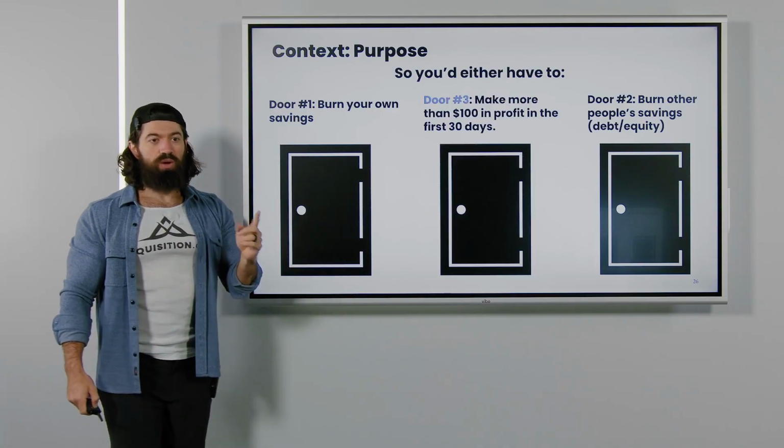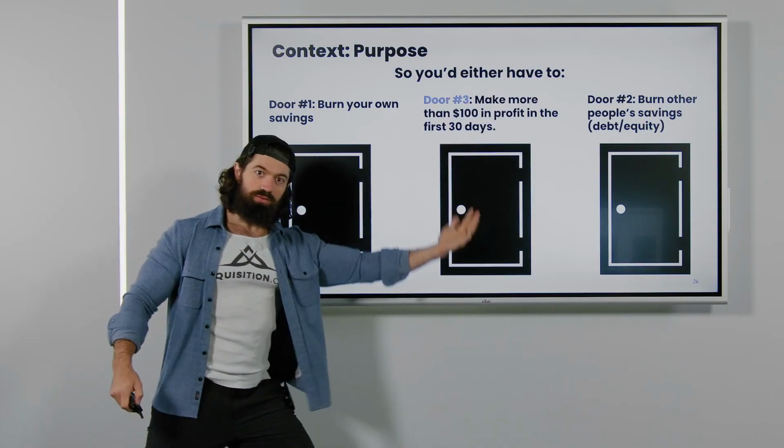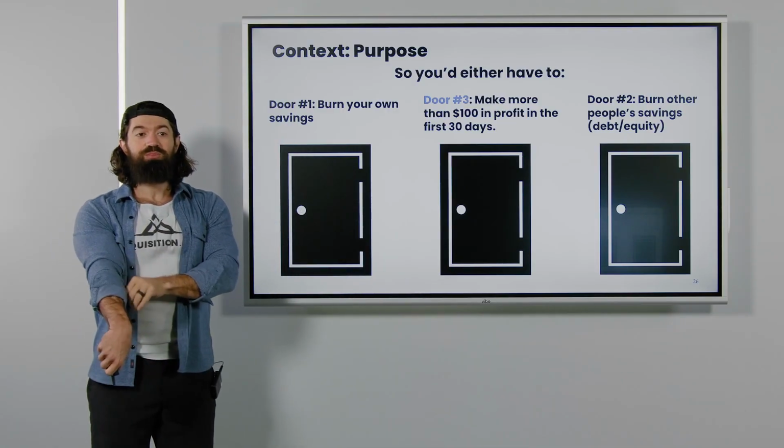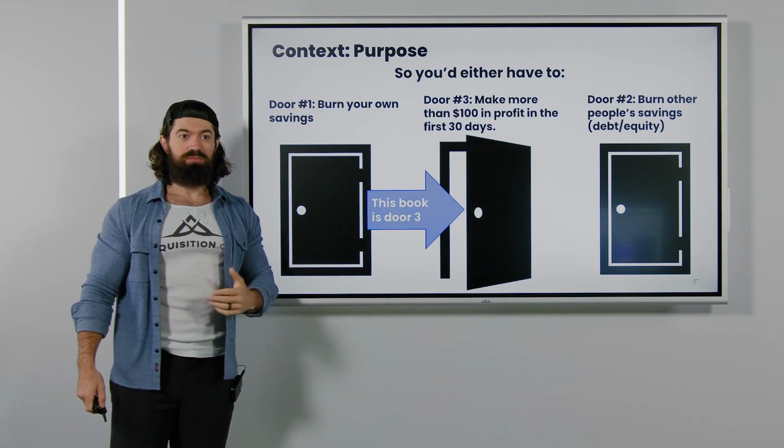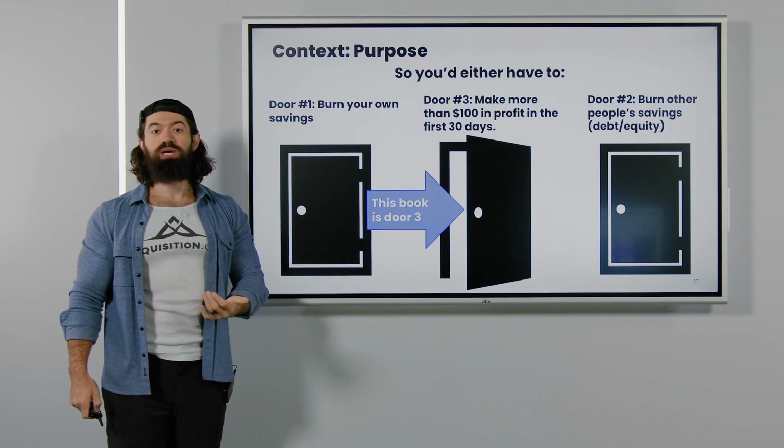But the good news is there is a better way, which is door three. Make more than $100 in profit in the first 30 days for this particular instance. And so this book is door three.